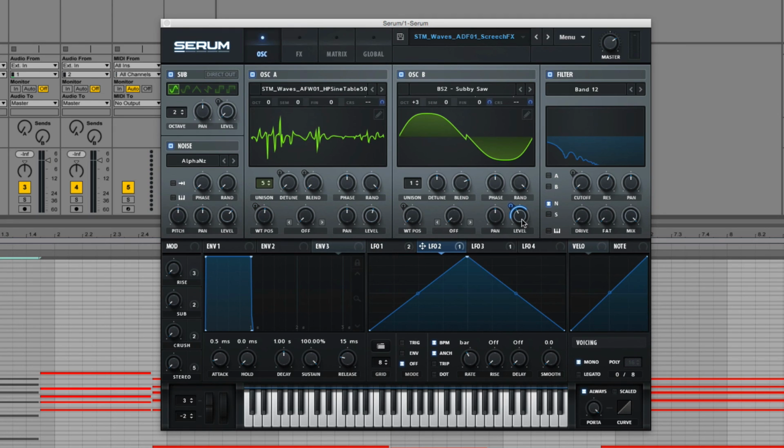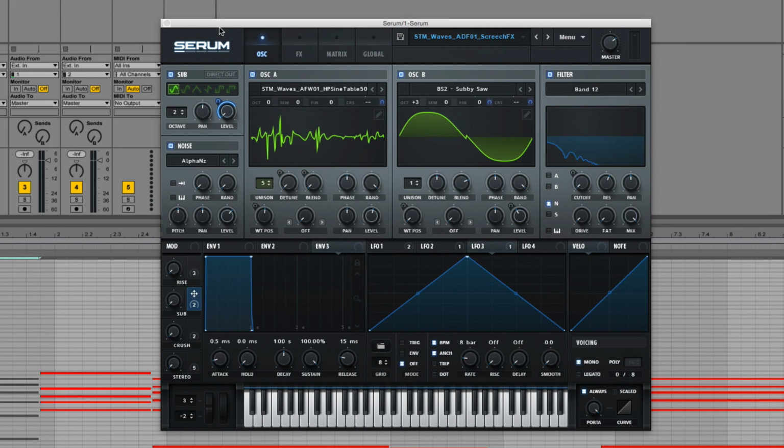LFO2 we have on the volume of the second oscillator. And they're set to slightly different rates. And then we have LFO3 on the fine-tuned pitch of subby saw. So it's constantly rising and falling. Rise is on the cutoff of this bandpass filter on the fine control pitch on both oscillators. That creates that rise.